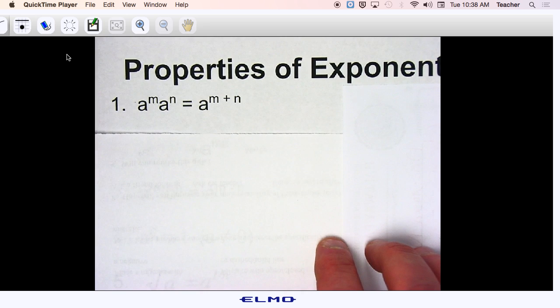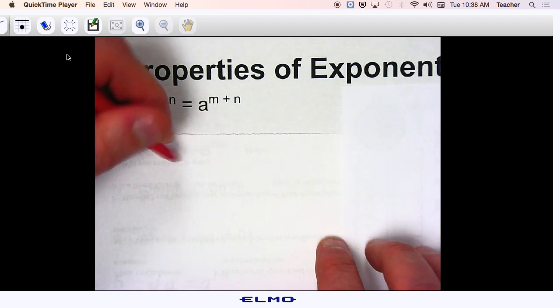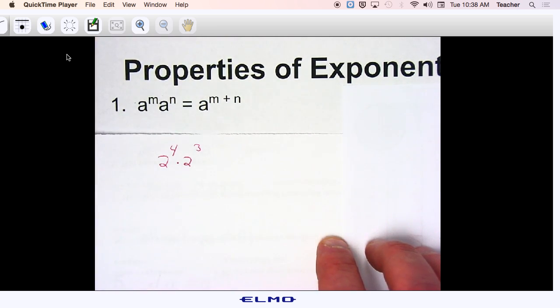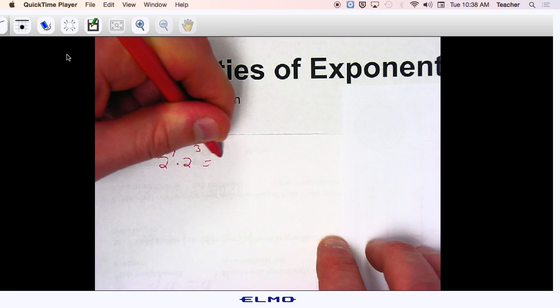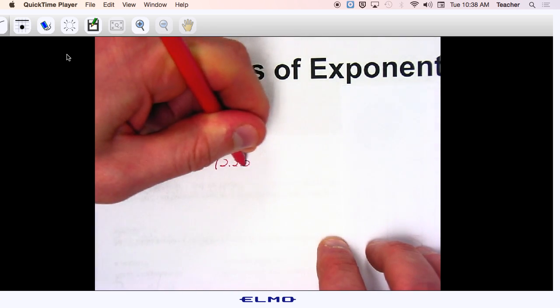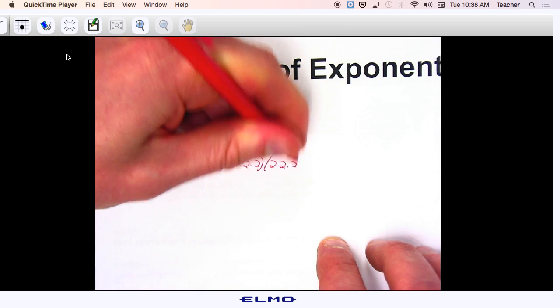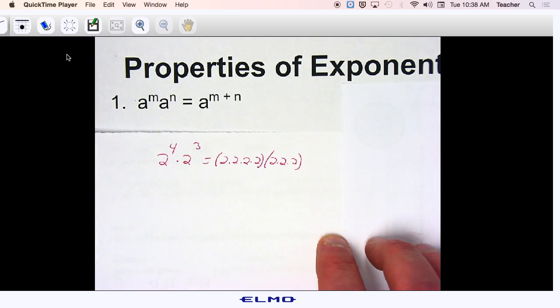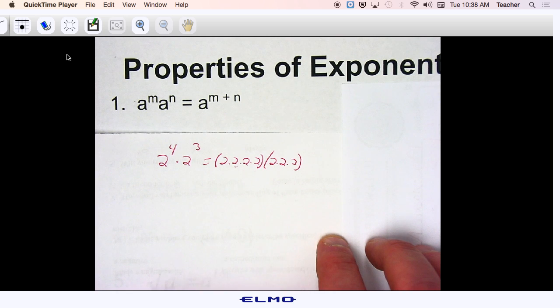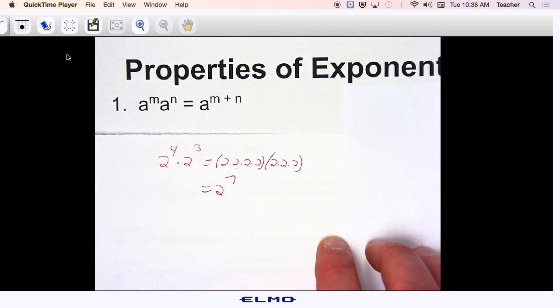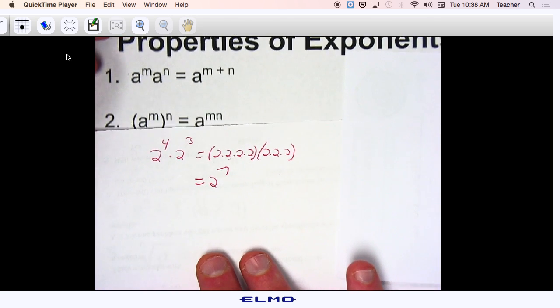Okay, welcome back. It's good to have these memorized, but it's also good to understand why they work. So if you just do a simple example like 2 to the 4th times 2 to the 3rd, of course 2 to the 4th means 2 times itself 4 times, right? And then 2 to the 3rd means 2 times itself 3 times. And so all together we have how many 2's? Well, we have 4 plus 3, which is 7 2's, right? And so that's why we're adding that exponent in that situation.